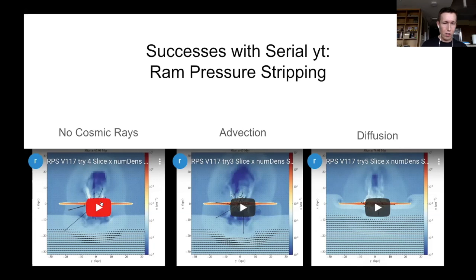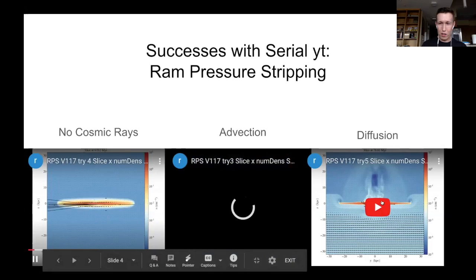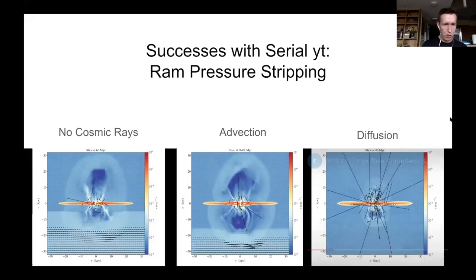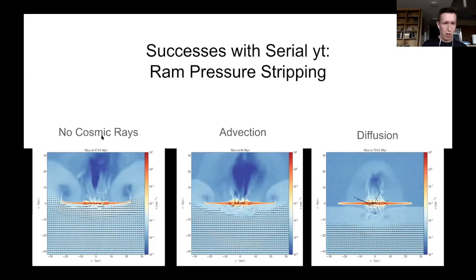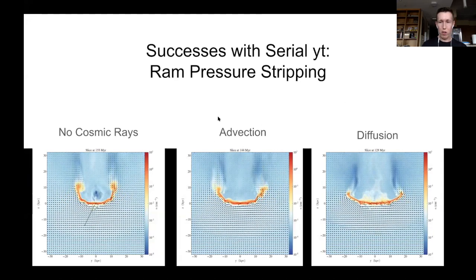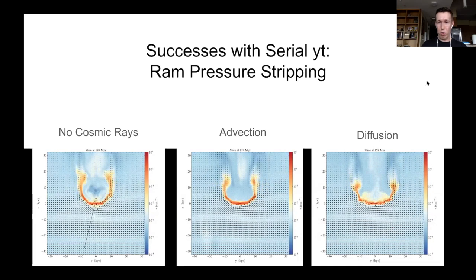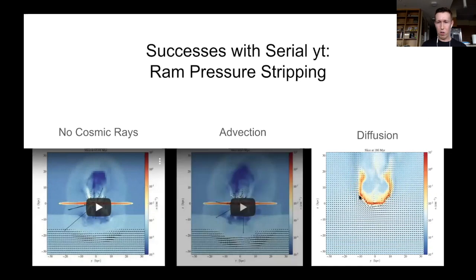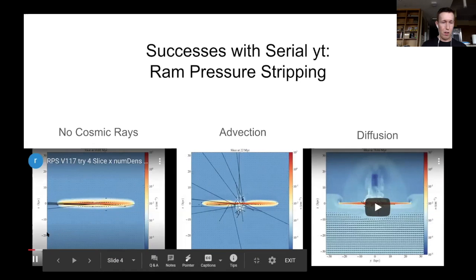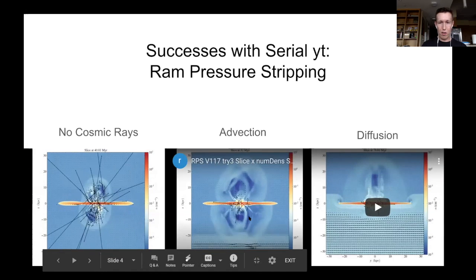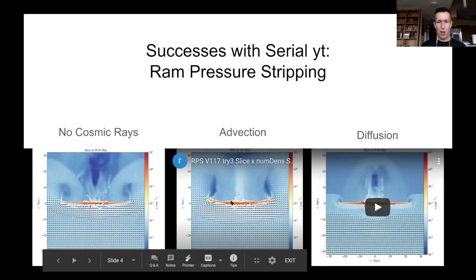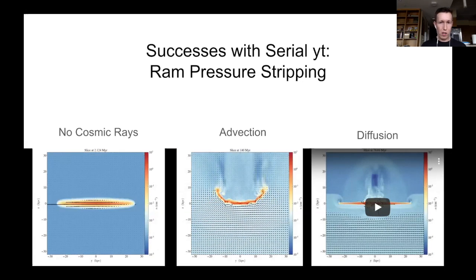But these are some pretty projection plots showing the magnetic field as quivers, or as arrows. On the left, we have a run without any cosmic rays. In the middle, we have a run where cosmic rays advect along with the flow. And on the right, we have a case where cosmic rays diffuse. And if you look at the very end of the movie, you can see that they have rather different looking morphologies in the disk. But what are cosmic rays?